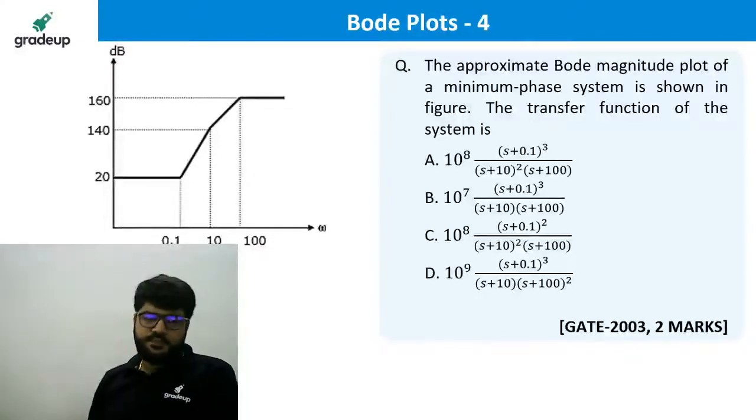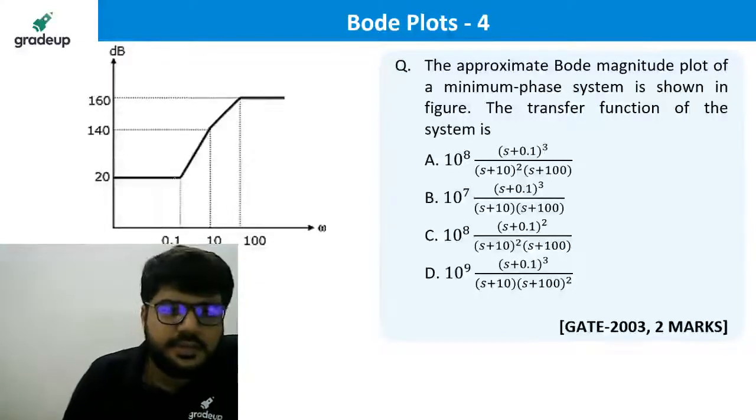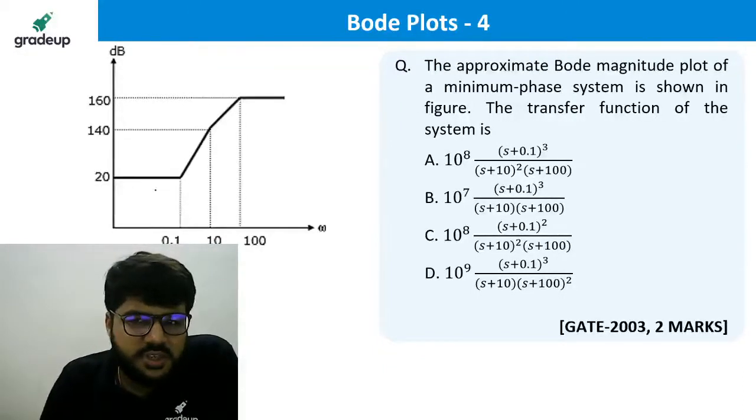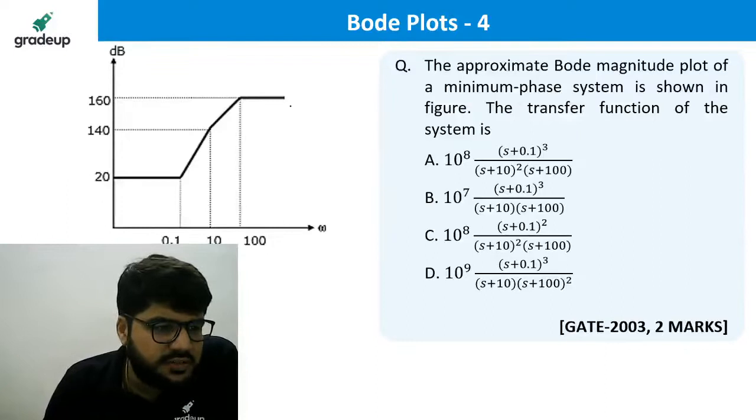Mahesh, correct answer. The approximate Bode magnitude plot of a minimum phase system is shown in the figure. What is the transfer function of the system?